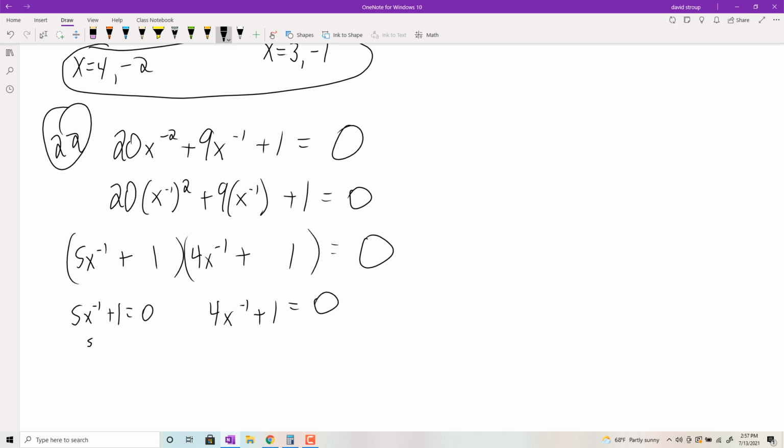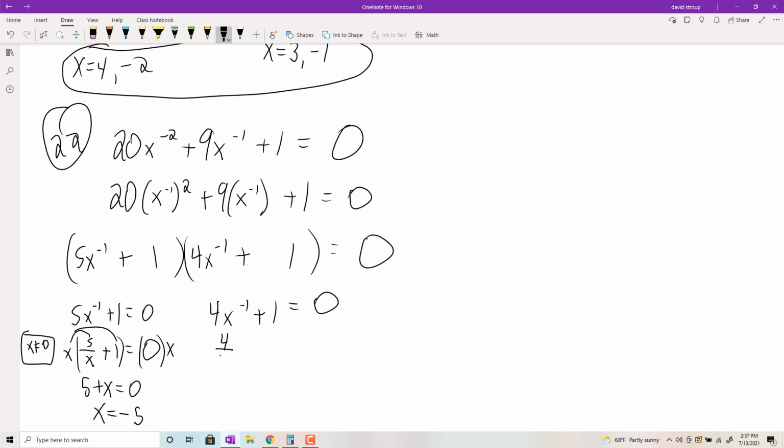Five x to the negative 1 is the same as 5 over x. I have a restricted value of 0. Okay, x cannot be 0. That doesn't mean it has no solutions. This is just if you get x as a solution, then you have no solutions. Okay, you need to multiply to get rid of that denominator, so I multiply both sides by x. I'll get 5 plus x equals 0. Subtract 5 on both sides. Negative 5, that's not 0, so that's one solution.